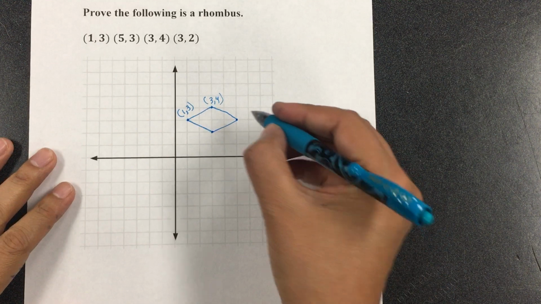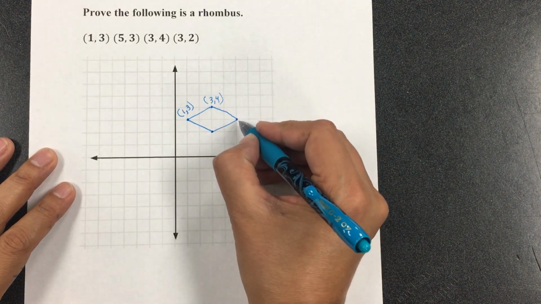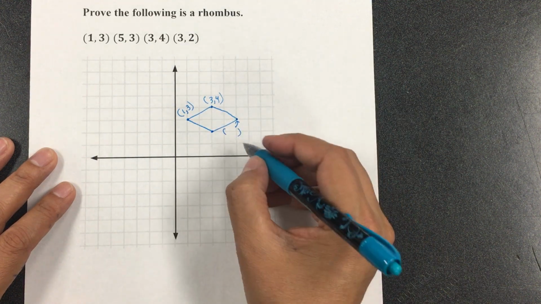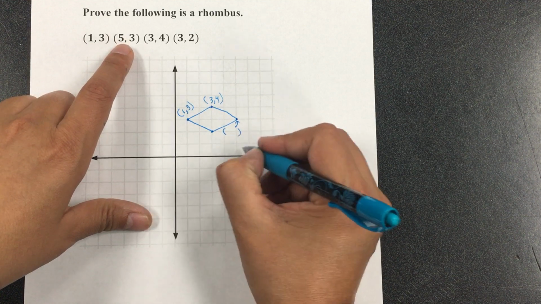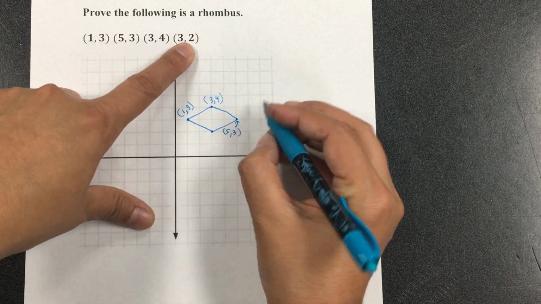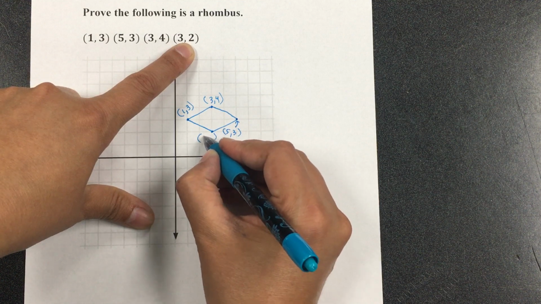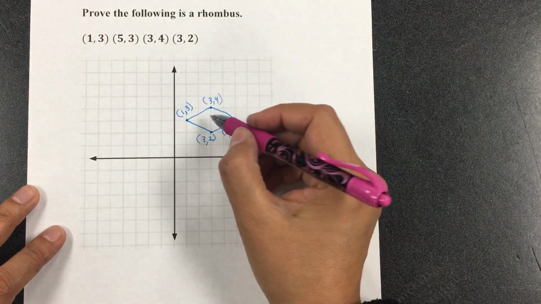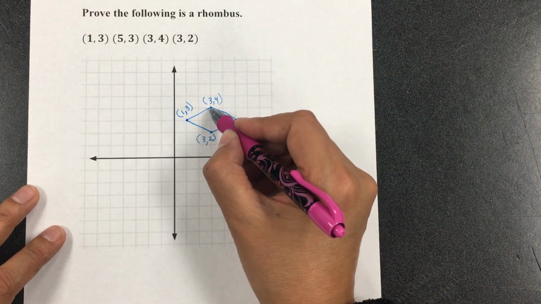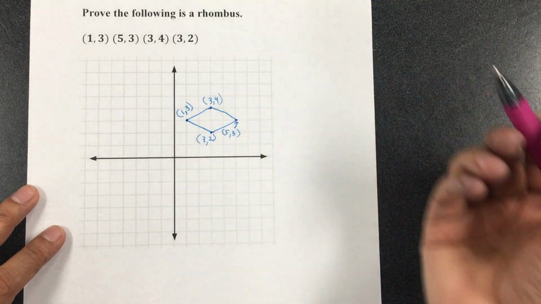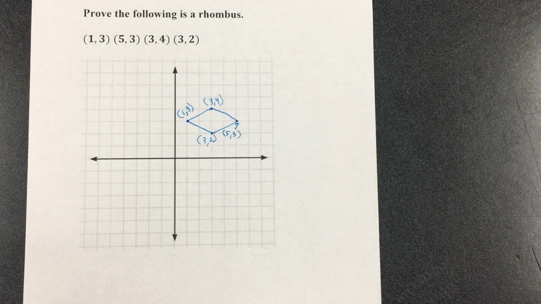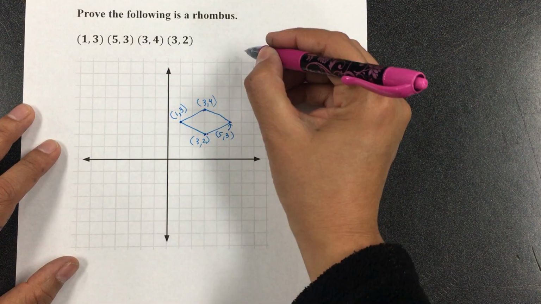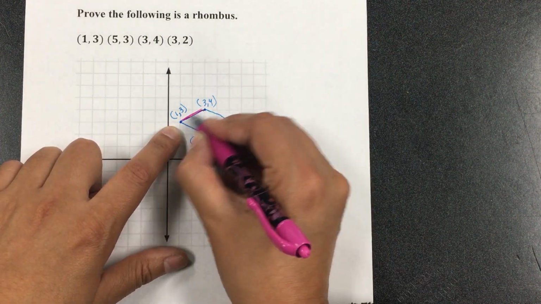Let me see. I think I'm going to put this one down here just because I'm going to need the space for the work to prove it. So for this one, it was 5, 3. And for this one, it's 3, 2. Okay, so to prove that they are congruent, all you have to do is show that the distance from here to here, from here to here, from here to here, and from here to here, it's the same. And so basically, you're going to be using what you were using yesterday, which is the distance formula. So I'm going to start with these 2 points.